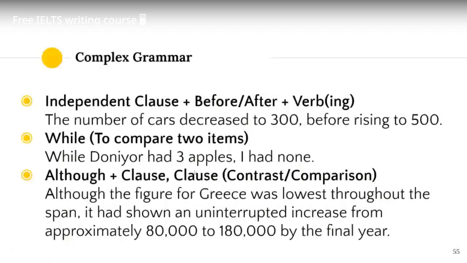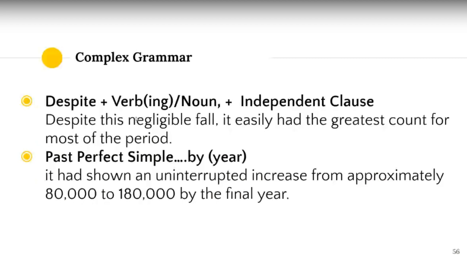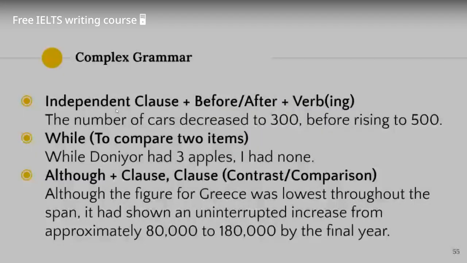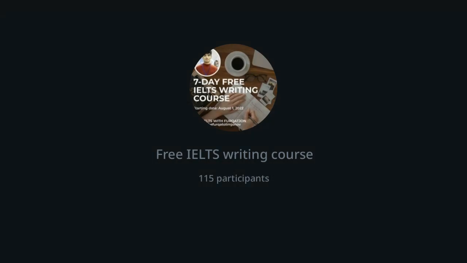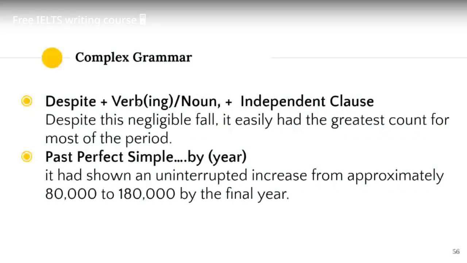Another grammar rule is despite. Despite is similar to although, but after although you should include a clause, like subject plus verb. But after despite, you include verb-ing or a noun, then you include an independent clause. For example, despite this negligible fall, it easily had the greatest count for most of the period.